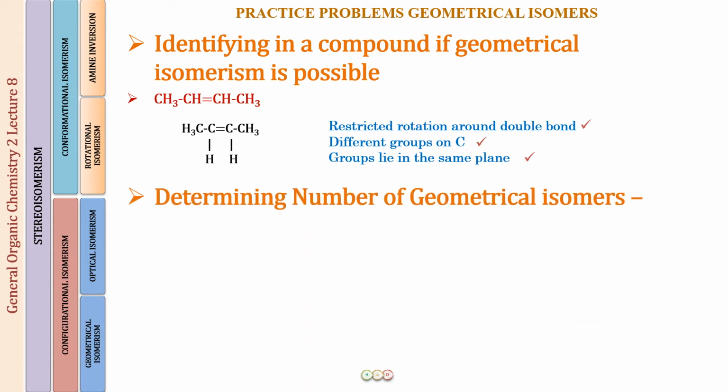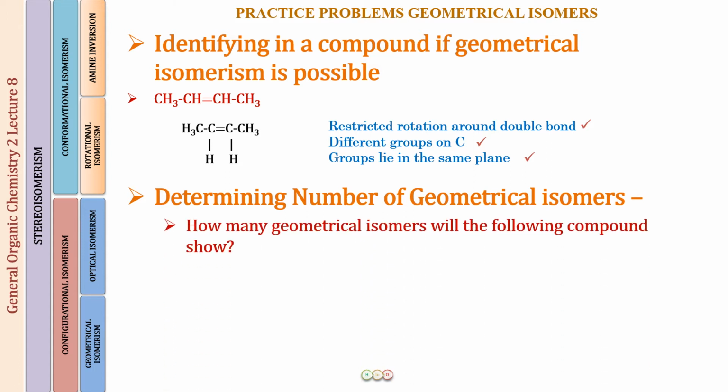Now, the next type of question that can be asked is that you have to determine the number of geometrical isomers for a compound. For example, you are given: how many geometrical isomers will the following compound show, and the compound given to you again is but-2-ene, right? First of all, you will have to check whether the compound shows geometrical isomerism or not, and for that, you have seen the conditions. Then if it is showing geometrical isomerism and there is a single double bond present, then it is going to form two structures, right?